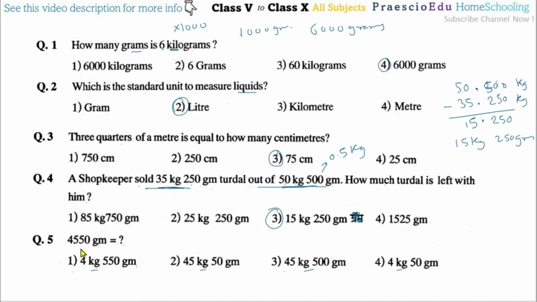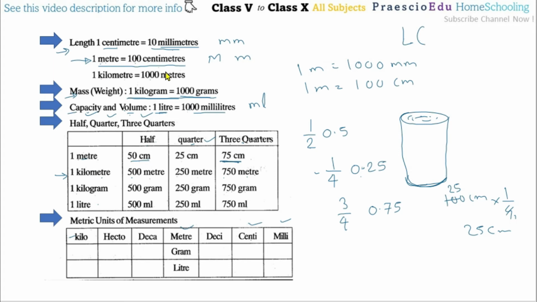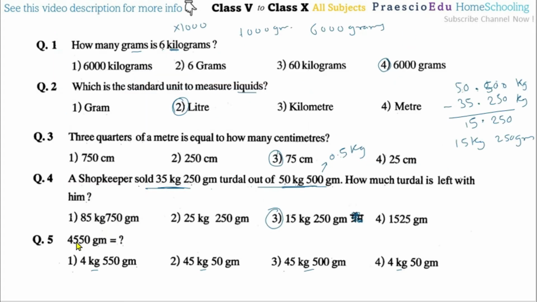As we know, 1 kilogram is equal to 1000 grams. So if we divide this by 1000, we get 4.550, which means 4 is the kg. So 4 kg is mentioned here and here. After this, 550 gram is mentioned, and here only 50 gram is mentioned, so that's why option number 1 is the correct one.